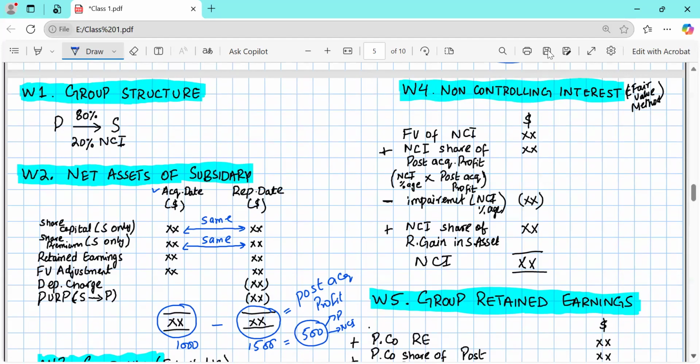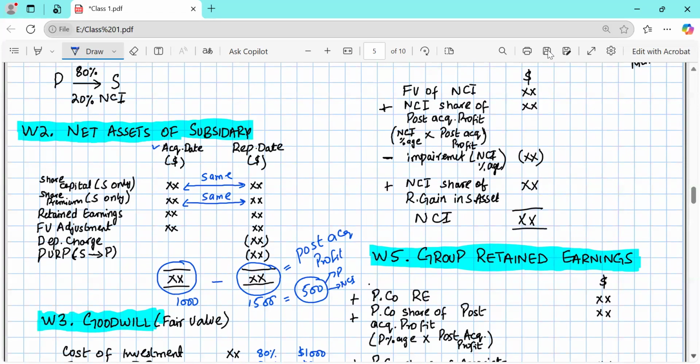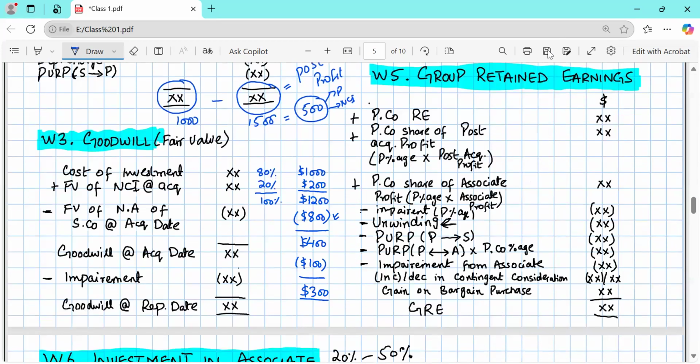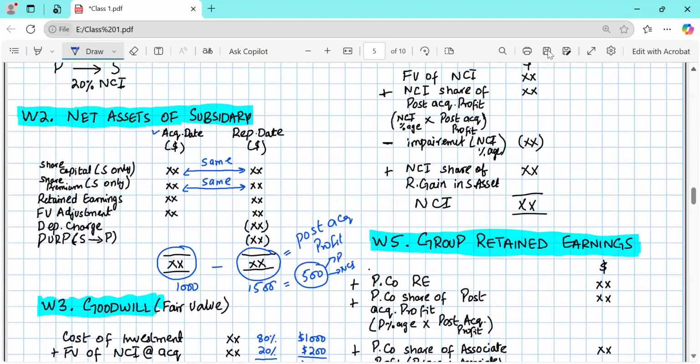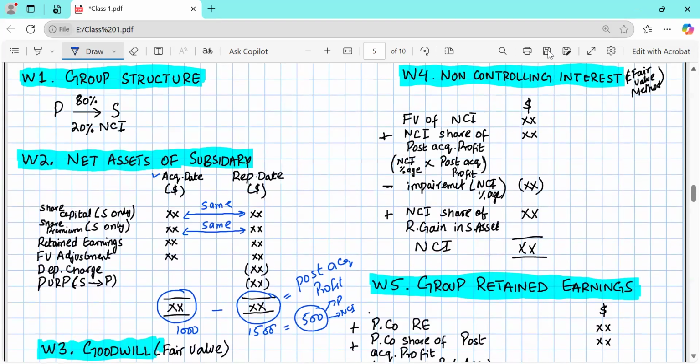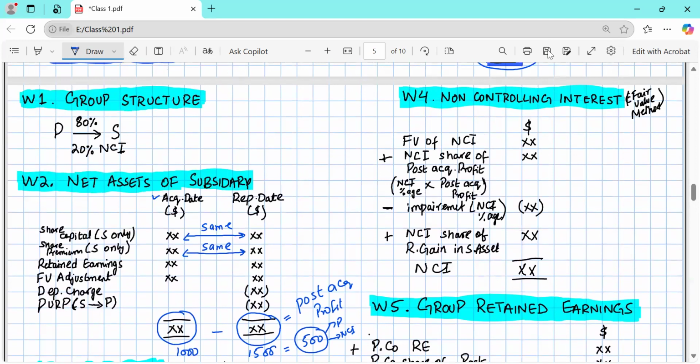Then you will deduct NCI percentage of impairment. For example, here we have taken $100 impairment. So again, the impairment in the fair value method will be shared amongst NCI as well, right? Because they are also holding a portion of the company. They have some shareholding. So let's say if impairment is $100 and NCI is 20%, you will deduct $20 from here, and 80% from the group reserves.